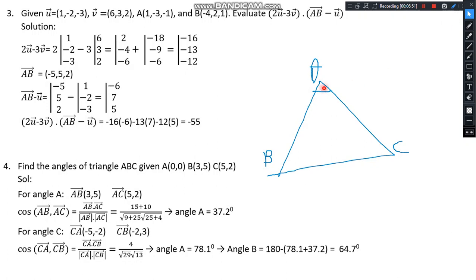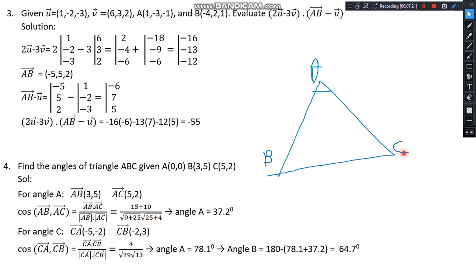So what is angle A? Angle A means I want the cosine of AB, AC. So the cosine is the scalar product AB times AC over norm AB times norm AC. Now AB is B minus A, and AC is C minus A. So the scalar product will be 15 plus 10 over the square root of 9 plus 25 times the square root of 25 plus 4. If it were three-dimensional, we would add the z components, up and down. So the angle A is 37.2.